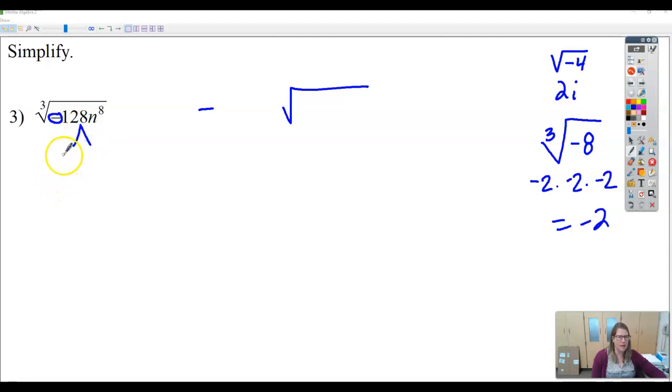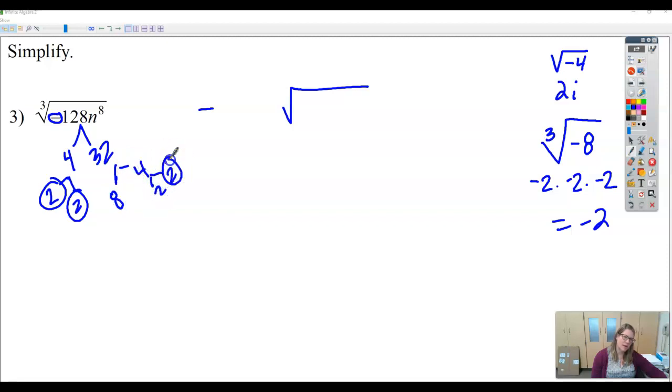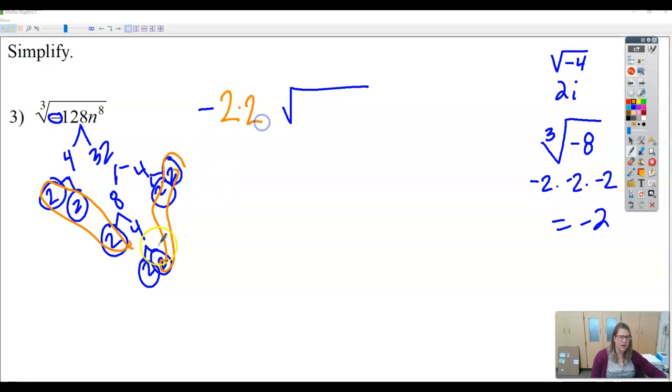So 128 is 4 times 32. 4 is 2 times 2. 32 is 8 times 4. So we have a couple more 2's here, and 8 is 2 and 4. So we've just got a bunch of 2's here. I'm looking for copies of 3. So for every 3 2's, I can bring 1 out front. So for these 3, I can bring another 1. And then that 2 there would stay underneath.